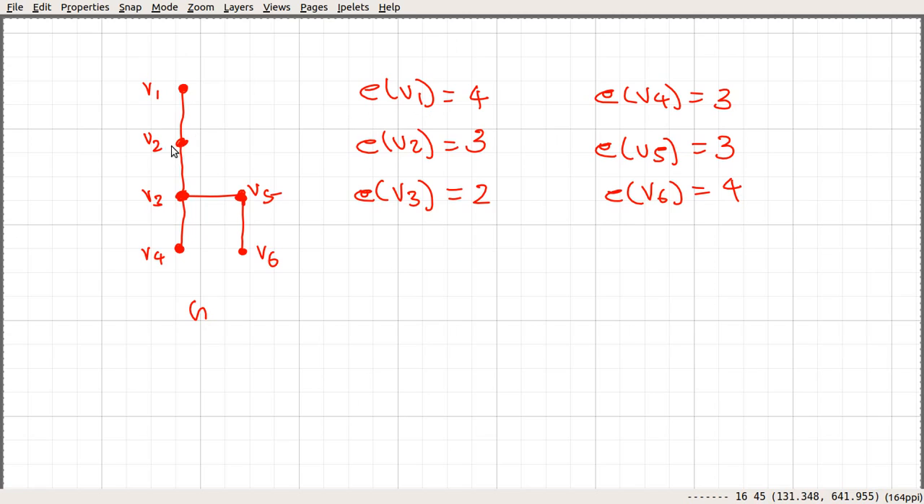Similarly, the eccentricity of V2 is 3. The eccentricity of V3 is 2. The eccentricity of V4 is 3, and also we could consider this path, 1, 2, 3. Okay. And the eccentricity of V5 is 3, and the eccentricity of V6 is 4. Okay, so these are the eccentricities of the vertices in this graph G.